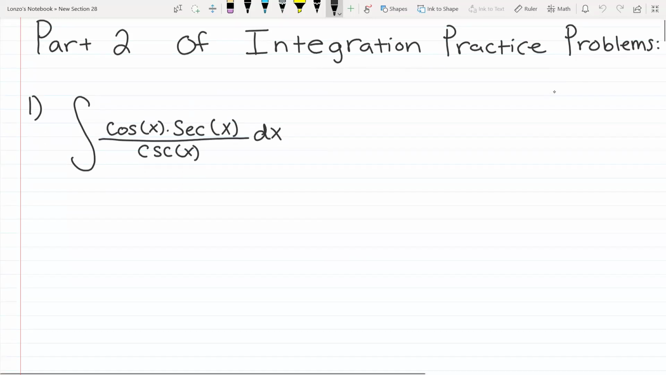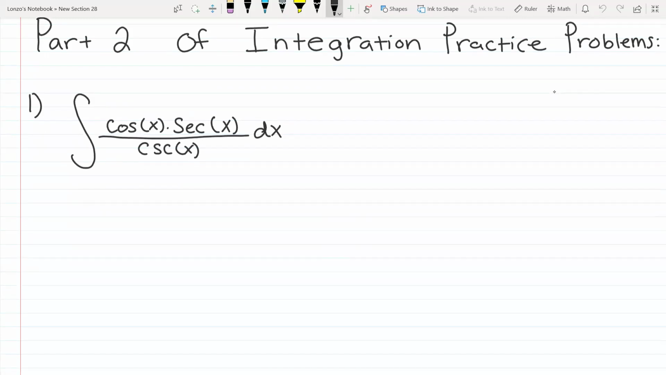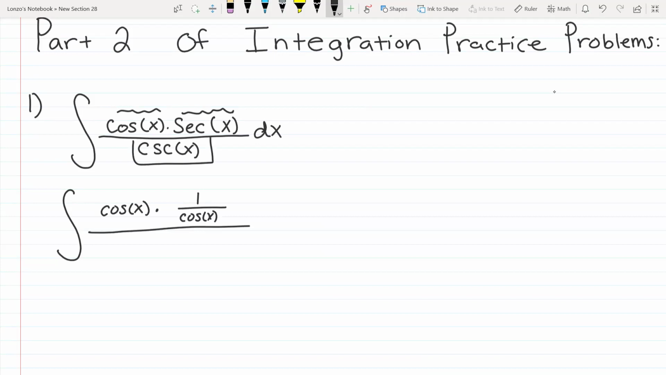So what I'm going to do is break it down and use my trig identity to simplify. Cosecant x, I can't really do much. It is what it is. But secant x, I can rewrite in terms of cosine as 1 over cosine x, right? So rewrite secant x as 1 over cosine x. And then on the bottom, cosecant x can be written in terms of sine as 1 over sine x. And then you still have this dx.